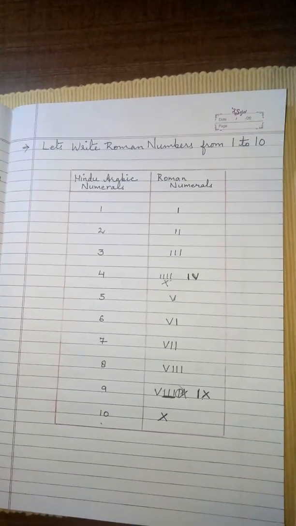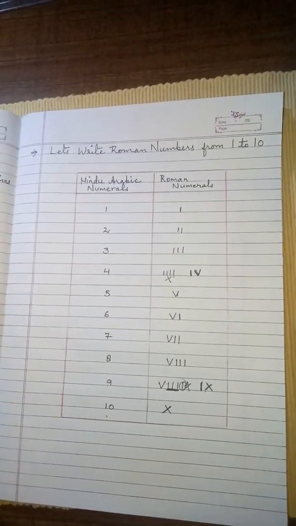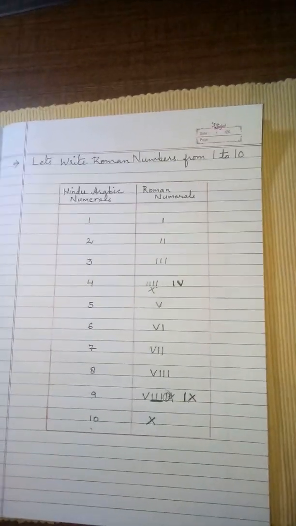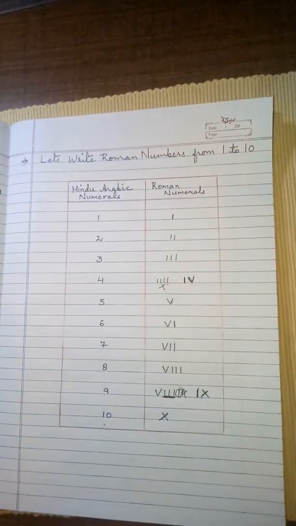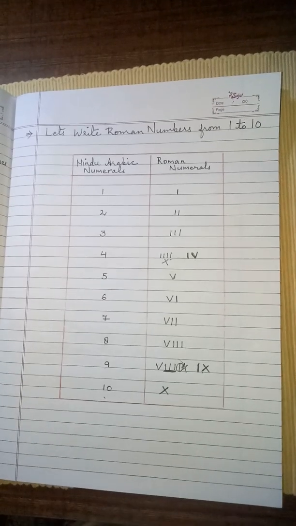So children, if we keep these rules in our mind, we can form the Roman numbers up to 100 easily. Alright, we'll proceed ahead in the next class. Till then, you all copy this in your fair notebook. Bye.